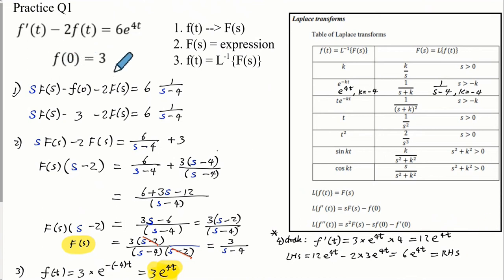We should also check the initial condition. So f of 0 equals 3. So our f of 0, if you plug it into the function, is 3 times e to the 4 times 0. So anything to the power of 0 is 1, so that is 3. So both conditions are satisfied. If we have the functional form of this, both the condition of the equation as well as the initial conditions are satisfied. So we know that our answer is watertight, absolutely correct.